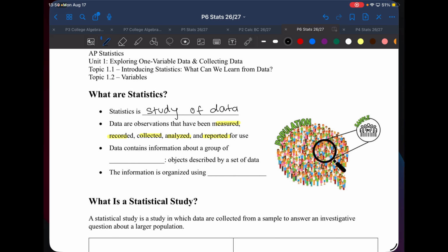Data contains information about a group of individuals. An individual is an object described by a set of data. The information is organized using variables.